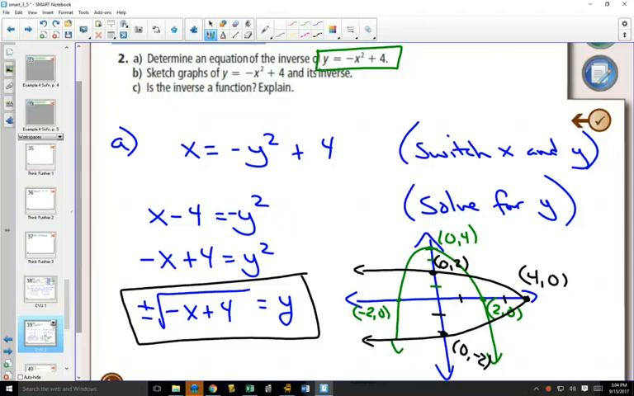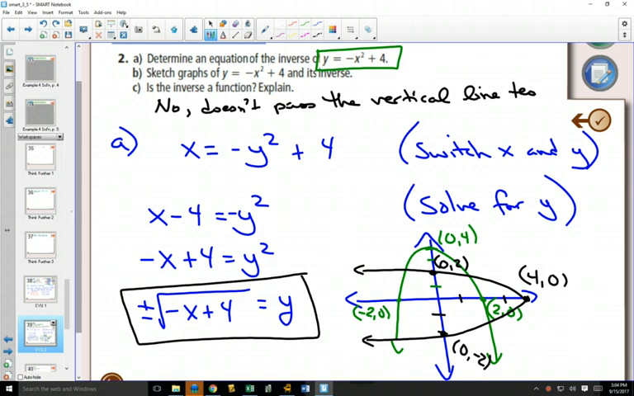Is the inverse a function? No. Doesn't pass the vertical line test. Yes? Some. And we're going to figure out which ones, how you can tell from your original function right away whether your inverse is going to be a function or not.